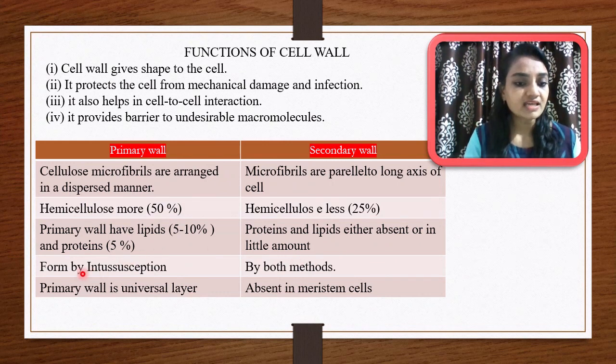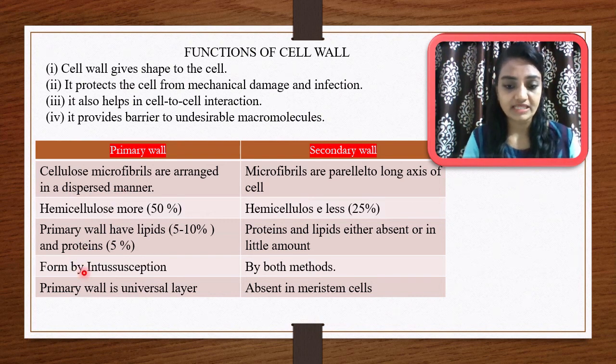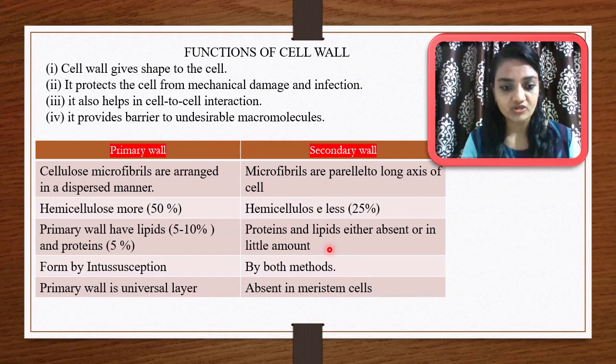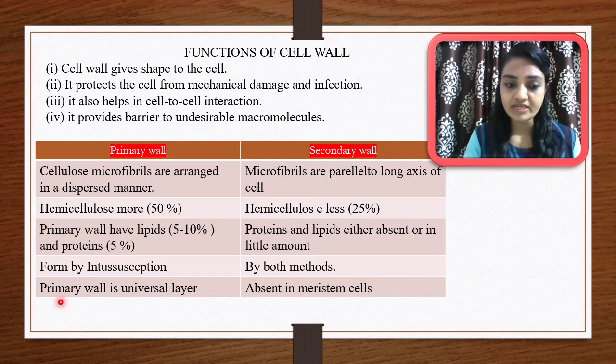Second thing, the primary cell wall will be formed by the intussusception method, whereas the secondary cell wall will be formed by both methods, intussusception also and apposition also. Second and last point, the primary wall is a universal layer. It is found in each and every cell, whereas the secondary cell wall is absent in the meristem cells. This is the main difference between the primary cell wall and the secondary cell wall.